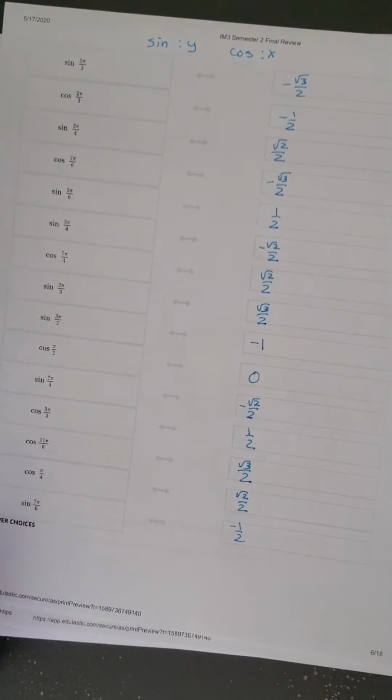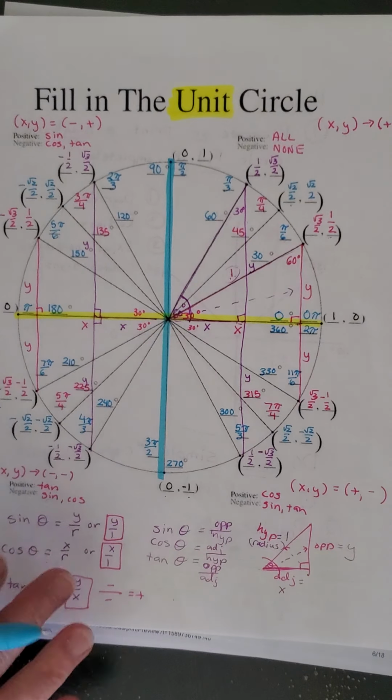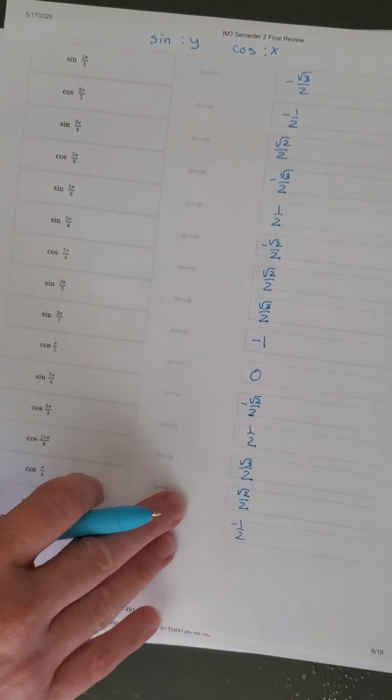And that's it. Those all came from my unit circle. And you are allowed to use your unit circle or print one out. Okay, moving on. So that was the next 2 pages, actually. At the very bottom, there is another question.